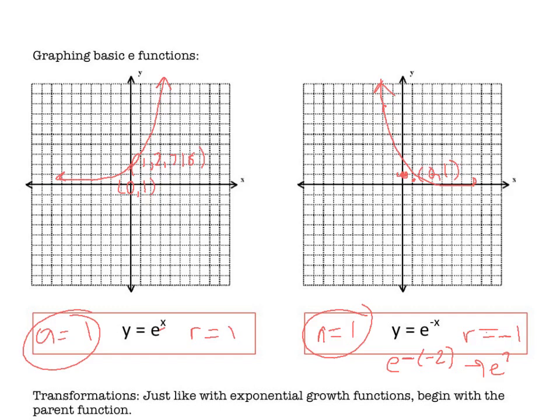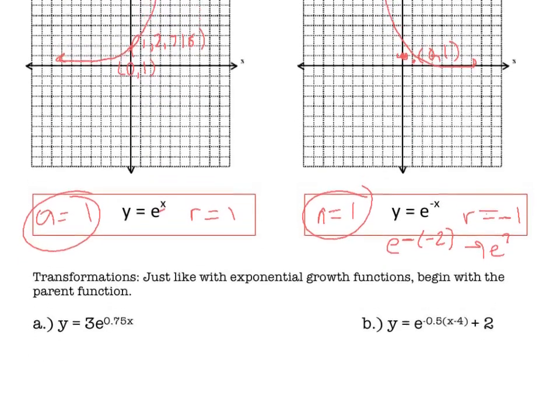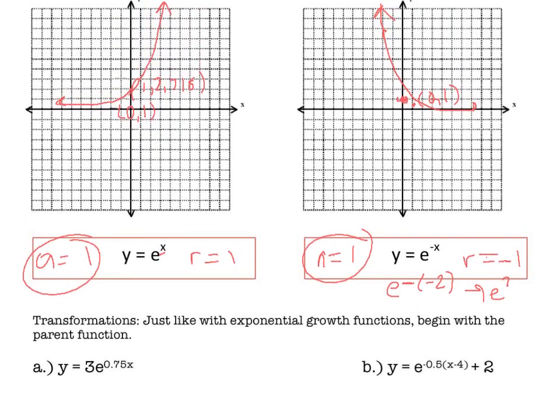Next, we'll look at a couple of examples that are a little bit less basic. We'll get to a transformation, but first of all, let's look at this first one that says 3 times e raised to the 0.75 times x power. Just like with a normal exponential growth function or decay function, this 3 is our a value, and that means my y-intercept is going to be at 0, 3.